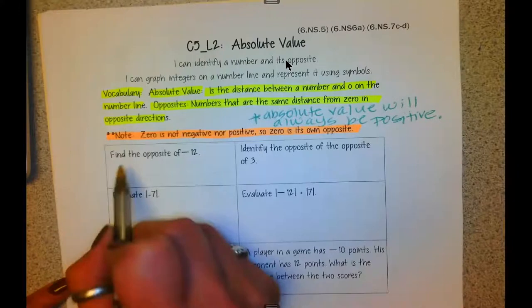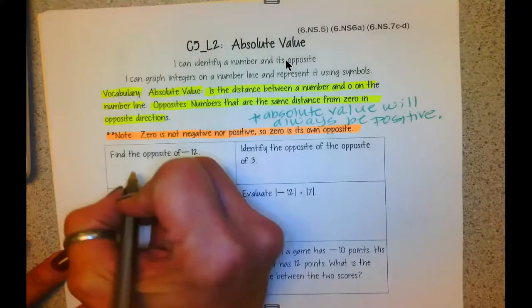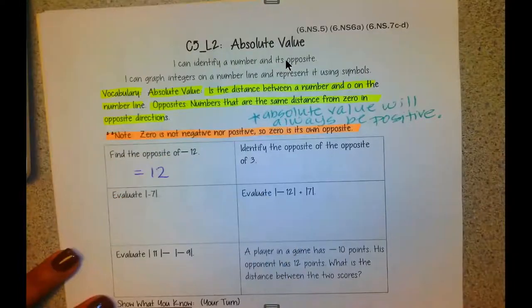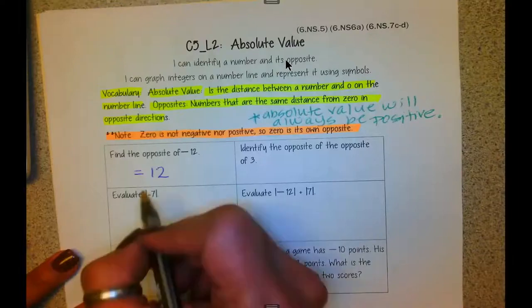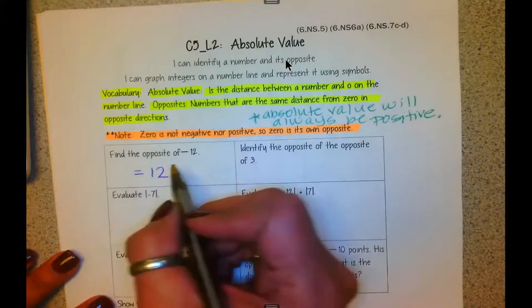Okay, so let's see here. It says find the opposite of negative 12. Well, the opposite of negative 12 is a positive 12. You don't need to put the plus sign in front. Okay, it's automatically assumed that it is positive if you don't have a negative sign there.